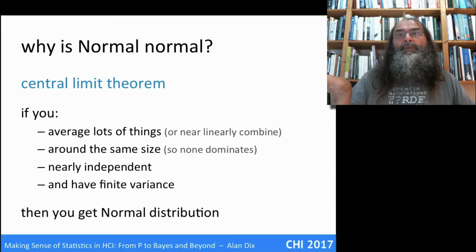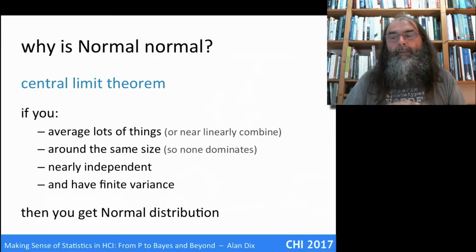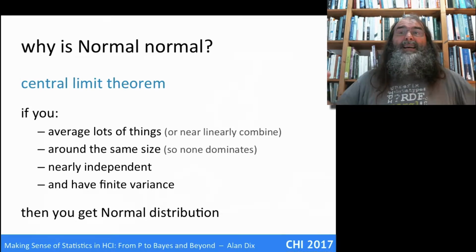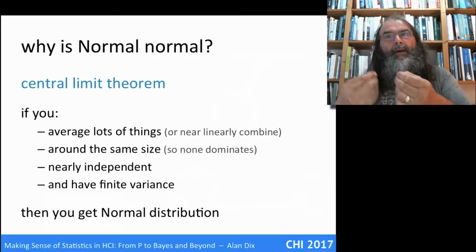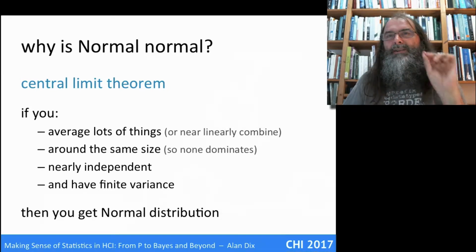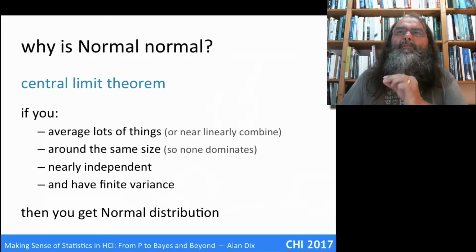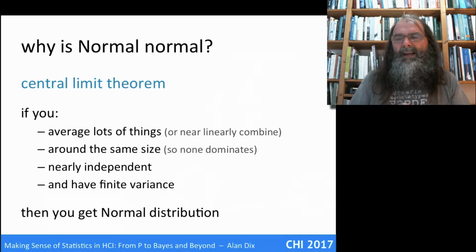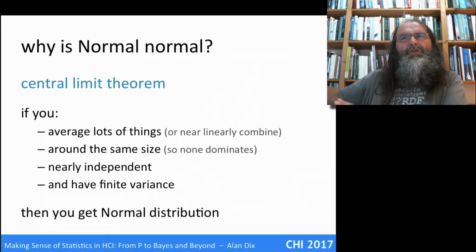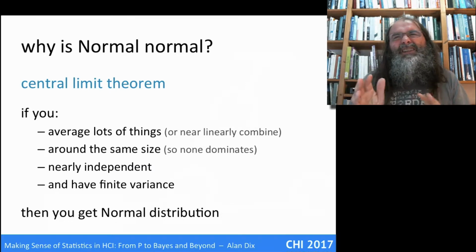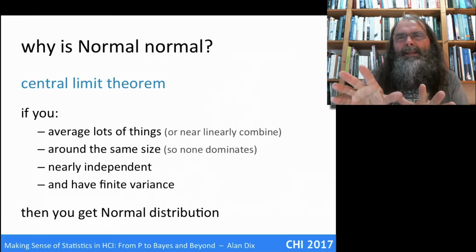They've got to be around the same size as each other. That's because if you add one big thing, it takes over, and whatever distribution it has is what's important. So you can see why they need to be the same size. If you add lots of things, approximately adding them together, they're around the same sort of size. There's no group that dominates completely. They're nearly independent, but actually it doesn't matter if they're not totally independent.